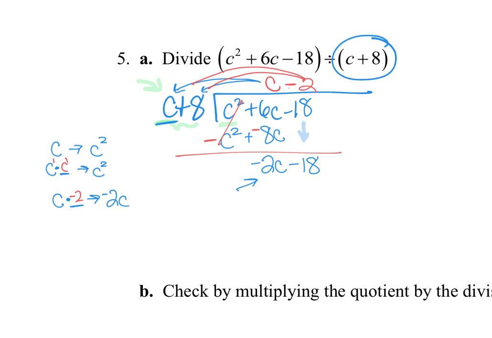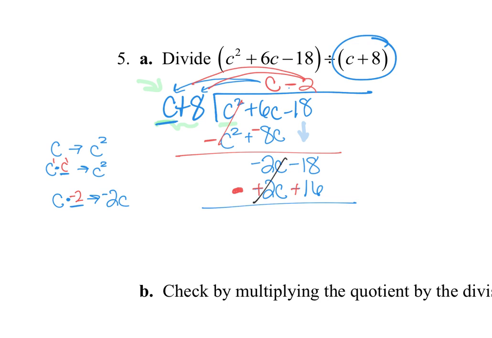So negative 2 times c is negative 2c. And negative 2 times 8 is negative 16. But when you draw this line, what are you supposed to do? Sign change. Subtract. So if I'm going to subtract here, basically I'm going to distribute a negative to everybody. So I like to just go ahead and change that sign and change that sign and be done with it.